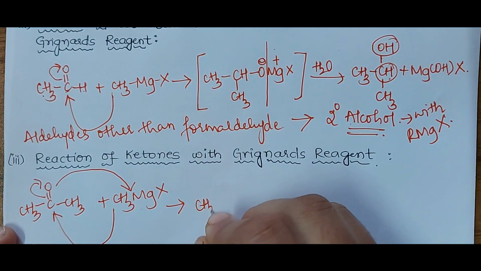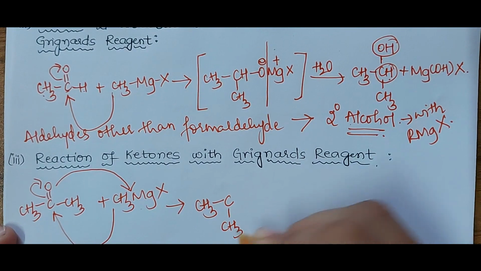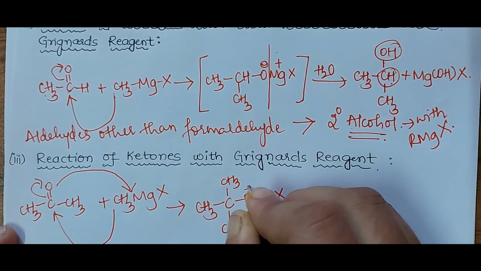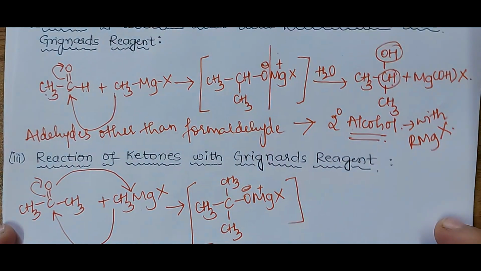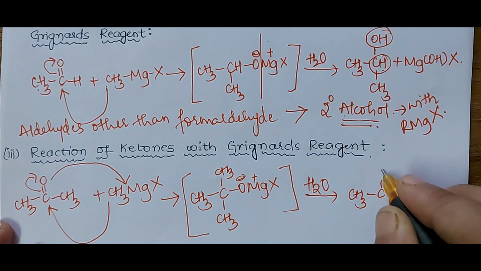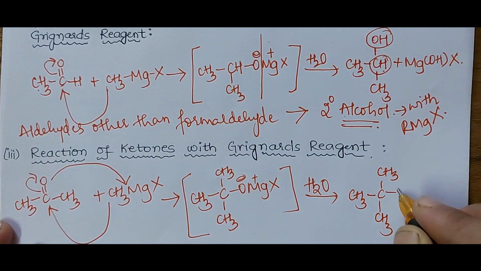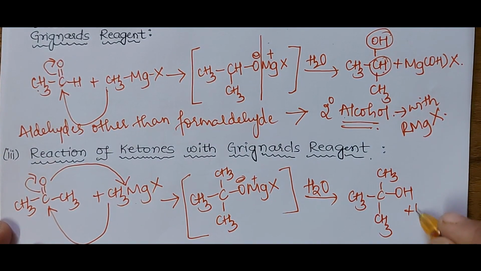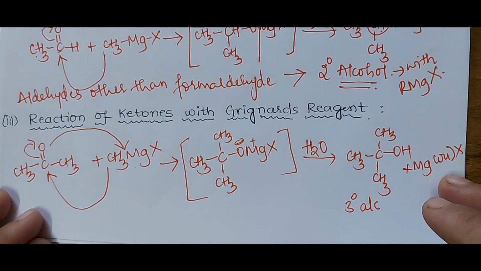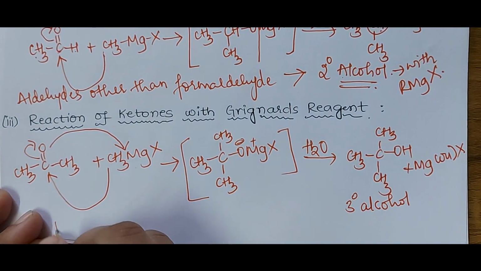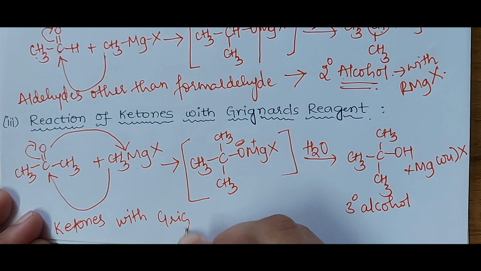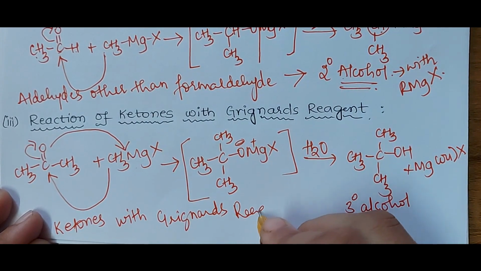So the resulting product we get here is CH3 forming a bond with C, two CH3 are already present, and the double bond becomes a single bond, O-MgX, where oxygen is minus and Mg is plus, and the resulting product is an adduct. This adduct further undergoes hydrolysis, and the resulting product obtained is CH3CH3CCH3OH plus the byproduct Mg(OH)X, and here if you see, it's a tertiary alcohol that is formed. So ketones result in the formation of tertiary alcohol because OH is bonded to a tertiary carbon. Note down this point that ketones with Grignard's reagent always form tertiary alcohol.